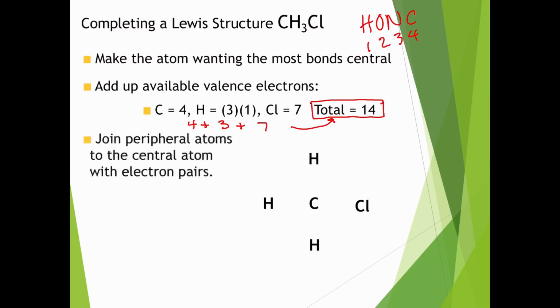So our first step in using up electrons is to join the peripheral atoms to the central atom with electron pairs. So that means join all of the ones on the outside to the middle one by using some electrons. So here they go. Again, I'm going to start with these dots. I'll replace them later with lines, though, just starting from the beginning. So we've joined our peripheral atoms to the central atom with electron pairs.